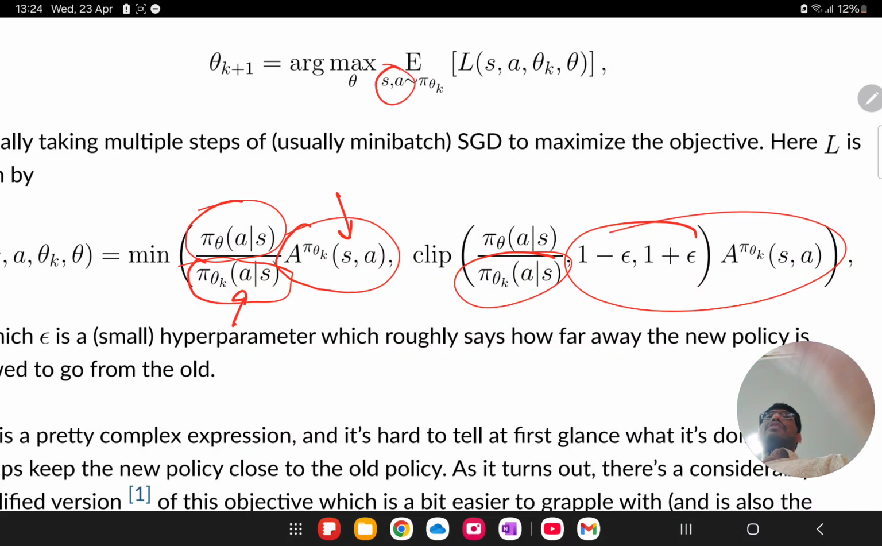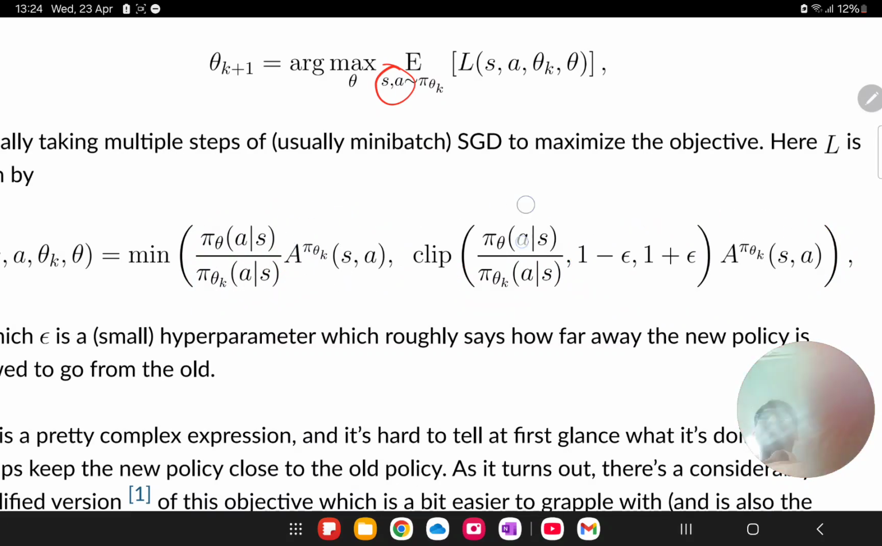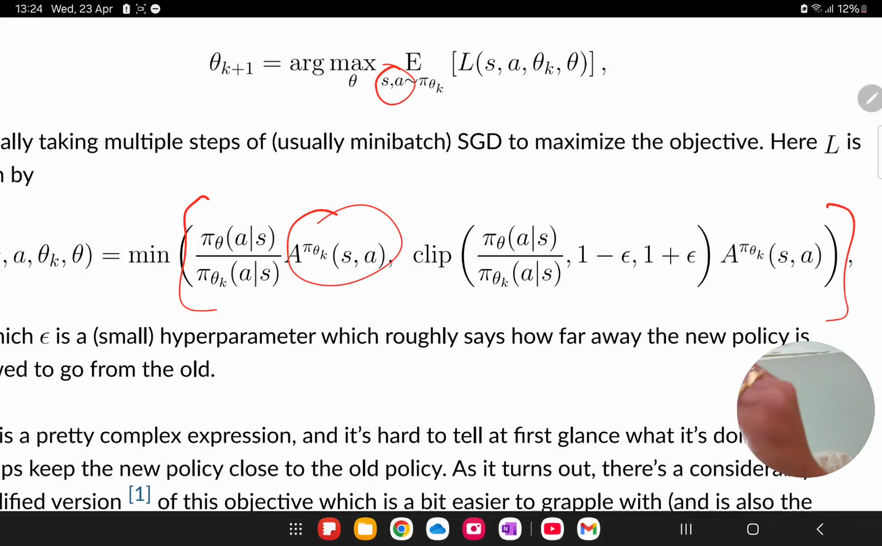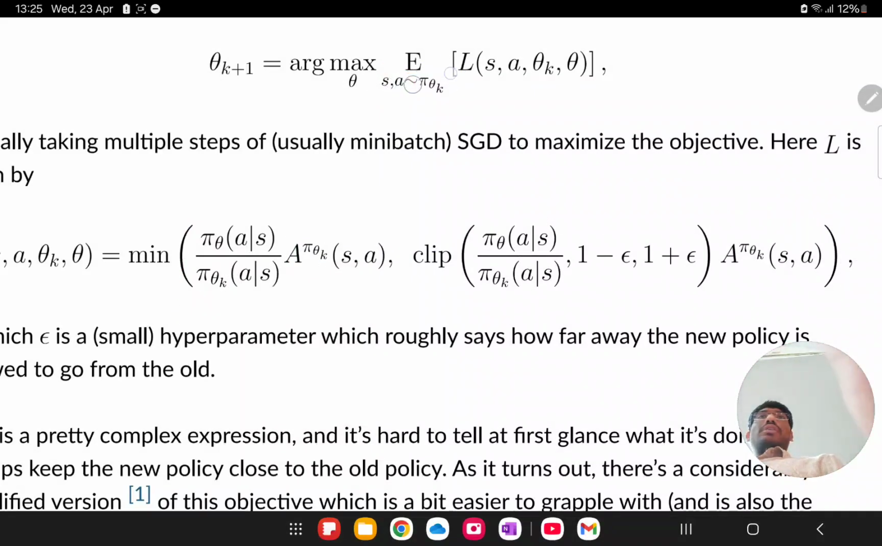You collect a lot of s comma a pairs like this. For every s comma a pair, can you compute this quantity or not? You just do a forward pass through your policy network and a forward pass through your advantage network, and then you can compute all these things. Now you get a lot of such s comma a pairs. You run your current policy, generate a lot of s comma a pairs, and take an average of this expression over all of them. That will be your loss function, which you want to maximize. That's what you do in this pseudocode.